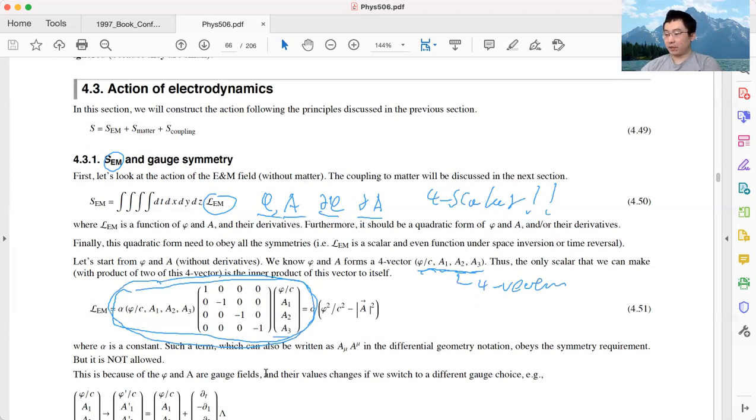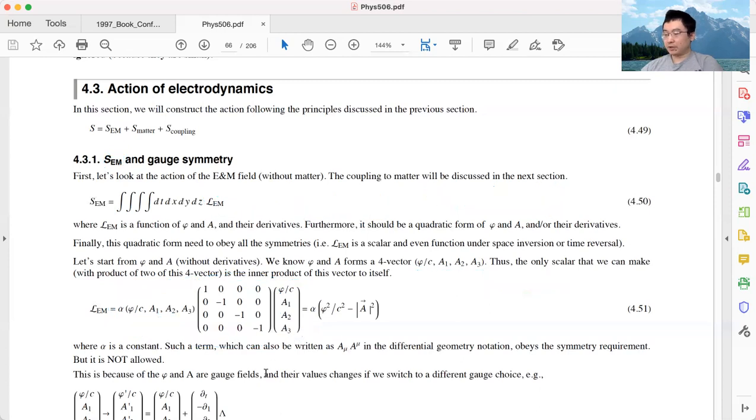Remember, the inner product is this 4-vector multiplied by the 4-vector with a metric tensor inserted in the middle. And if we calculate this, of course, we can multiply it by some coefficient. We don't know this coefficient, let me call it alpha. So this whole thing is a scalar. If we write it down explicitly, it looks like this: the scalar potential phi squared divided by the speed of light squared, minus the vector potential squared. So this is a 4D scalar, a 4-scalar. That's the simplest 4-scalar we can get out of phi and A.